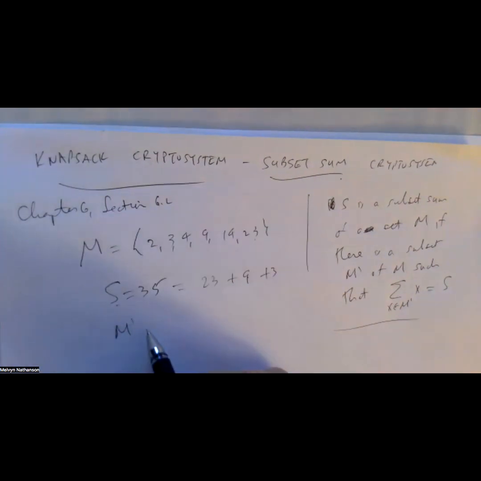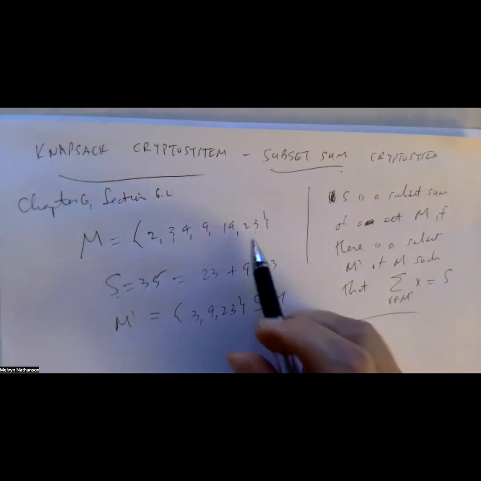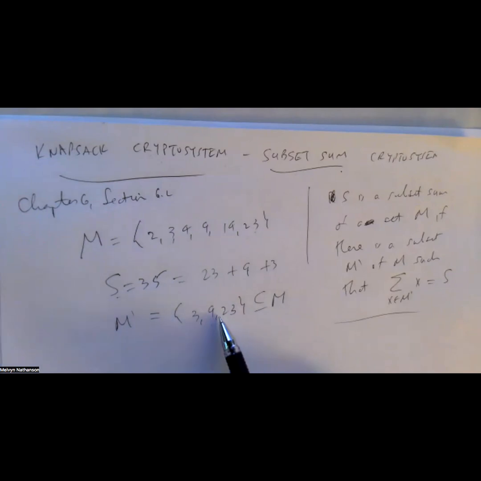It's the sum of the subset M prime equal to 3, 9, and 23. 3, 9, and 23 is a subset of the set M. And if I add these numbers together, I get 35. So this is an example of a subset sum from this set M.